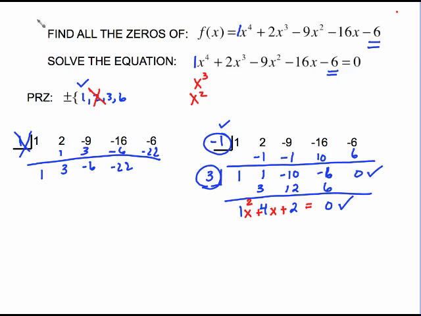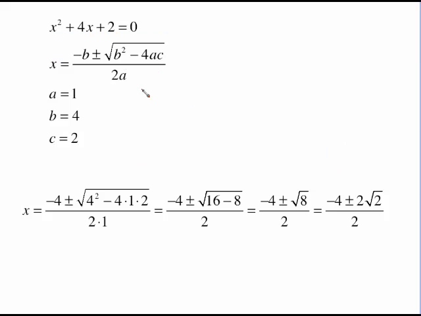This does not factor, so we're going to have to use a quadratic formula, and this is all the work for the quadratic. Here's the equation. Here's your quadratic formula. Here's your values for a, b, and c. This right here is just stuffing in the a, b, and c into the quadratic formula and then doing the arithmetic. Negative 4. 4 squared is 16.